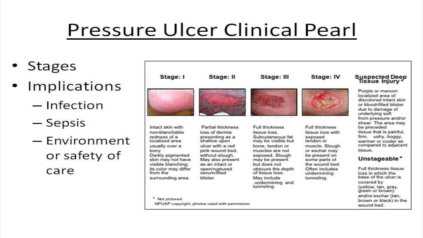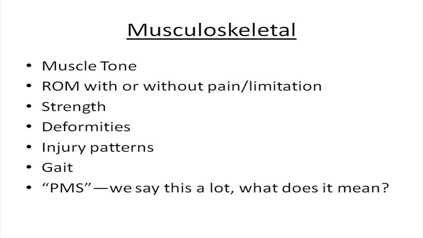It is important that you have some idea of what the various stages look like and what the implications of those stages are. For instance, you want to make sure that you understand that once you get into the upper stages, active infection can be taking place, which can lead to sepsis. Also want to understand that the presence of these, particularly if they're not noted by caretakers, is certainly a clue as to the adequacy or safety of the environment of care.